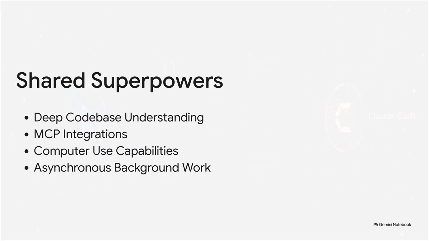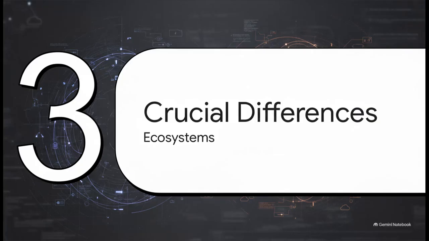But here is the thing you absolutely have to take away from this. Superpowers like parallelism, computer use, model context protocol integrations, background work, these are no longer unique selling points. Both platforms can autonomously spin up a browser to test a UI they just wrote. Both connect natively to external tools. This is just the baseline standard now for a modern engineering environment. Section 3. The crucial ecosystem differences.